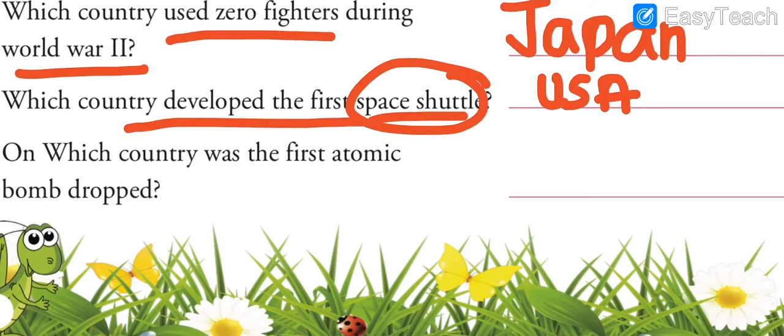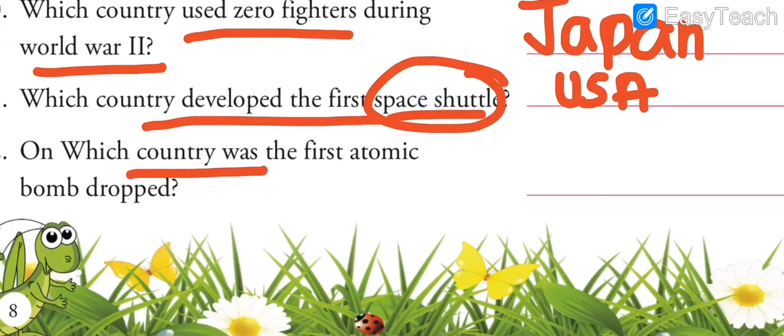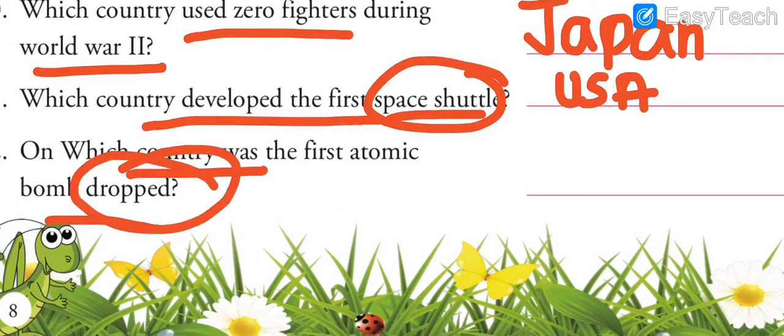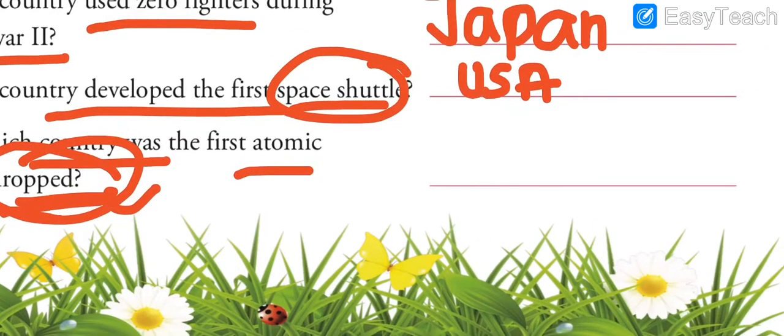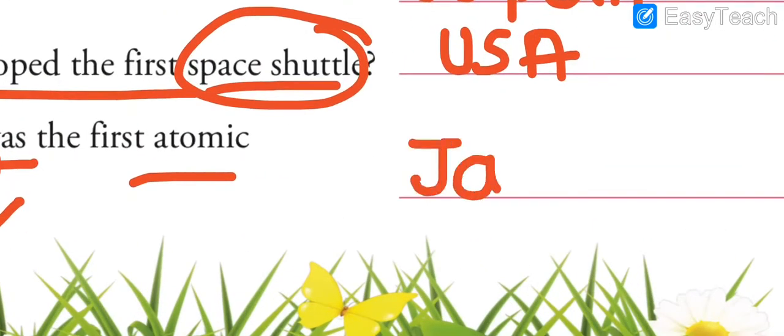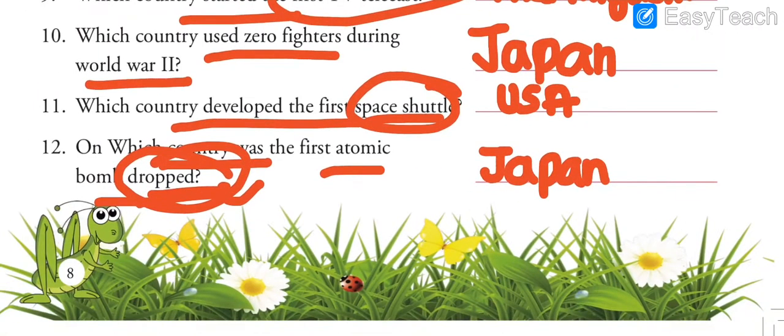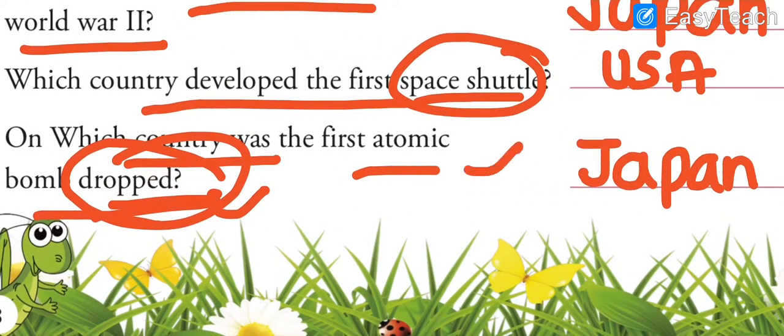Last but not least, on which country was the first atomic bomb dropped? Now see, they have not developed this. This was the country which suffered because of the atomic bomb that was dropped on it. So this was Japan. Can you name the first atomic bomb which was dropped in Japan?